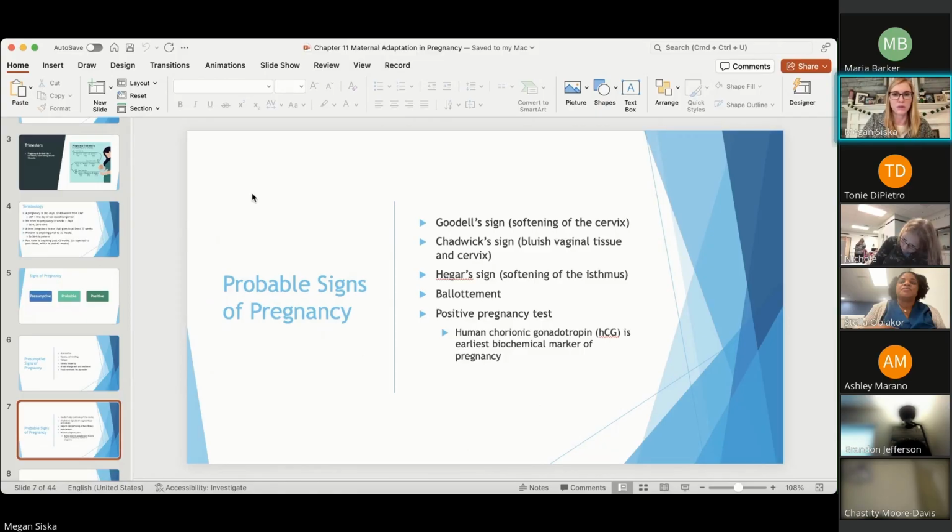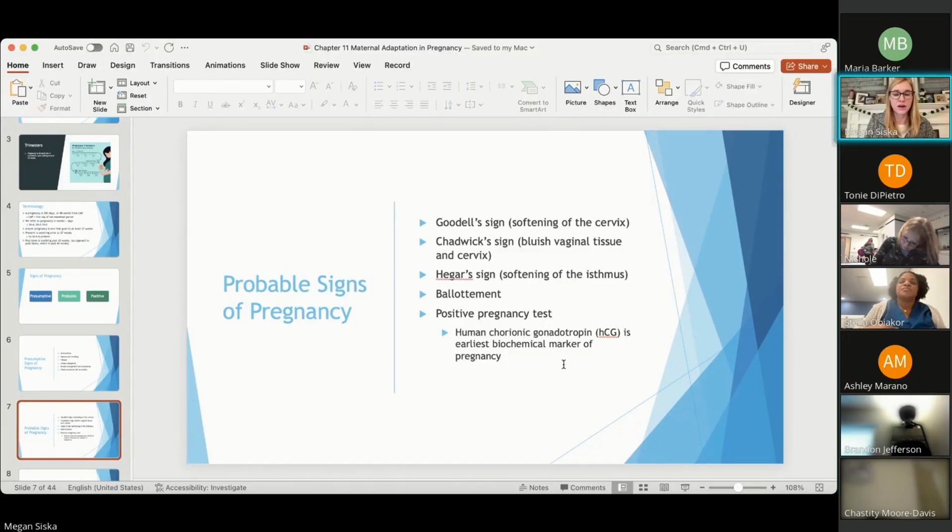So during a pelvic exam, a practitioner can look for what's called Goodell's sign, which is a softening of the cervix. The cervix, which is that tube that opens up from the vagina to the uterus, is usually pretty hard. And so when you're pregnant, it starts to soften up so you can feel that difference and it looks different. So that's Goodell's sign. Chadwick's sign is a bluish hue that the practitioner can see in the vaginal tissue and the cervix, and that's because during pregnancy we have all these new blood vessels. It's super, super vascular, and so it looks a little bit blue. So that's called Chadwick's sign.